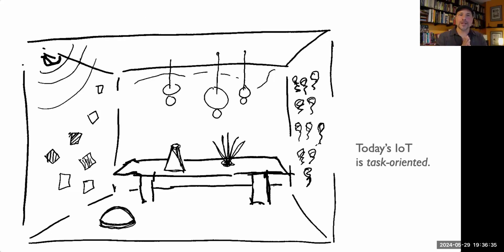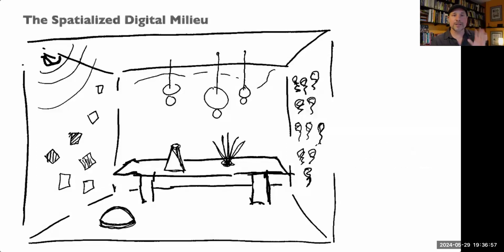The spatialized digital milieu is a response, given everything we've been talking about, to the idea that today, IoT and active devices and active objects in our environment are very task-oriented. It's command and control. You tell it to do something and it does it. Alexa, raise the blinds. Alexa, play my music. Whereas the spatialized digital milieu takes an entirely different approach. It sort of flips that around.